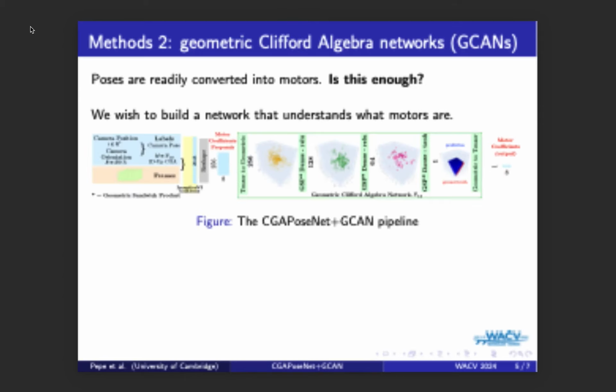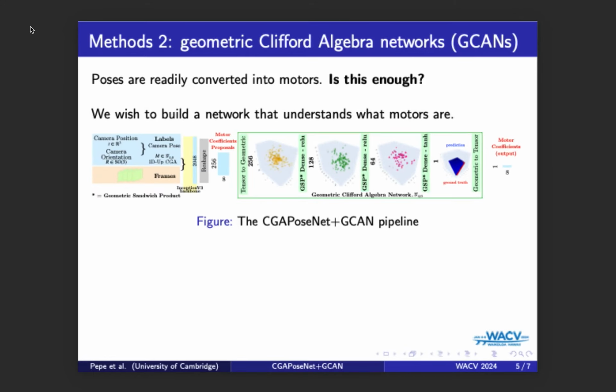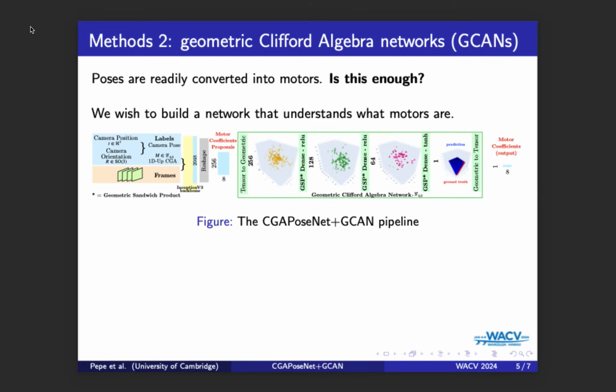So this is the pipeline that we employed. We call it CGAPoseNet+GCAN because it is composed of two parts.